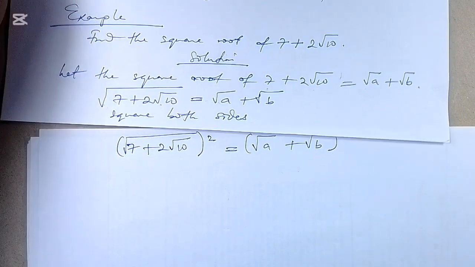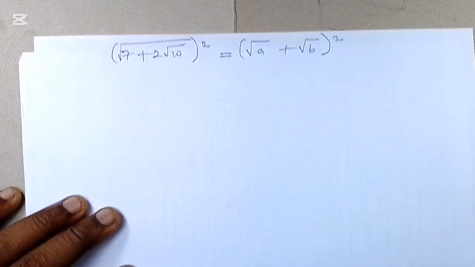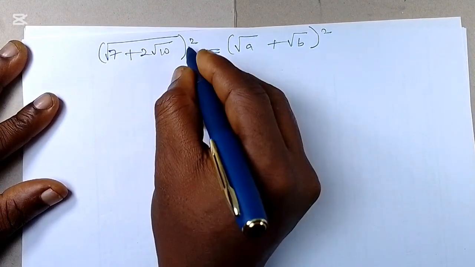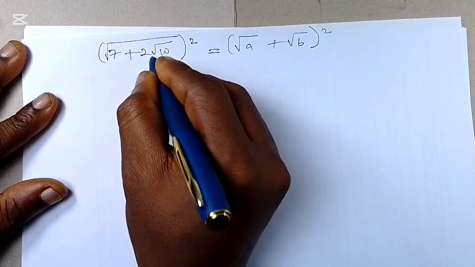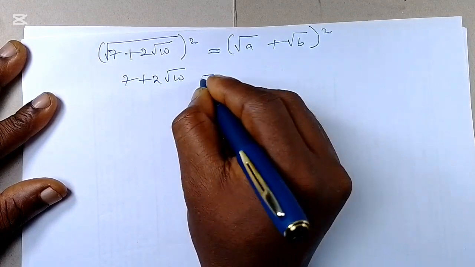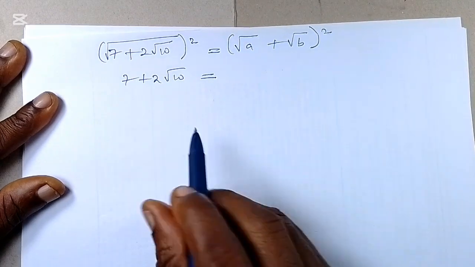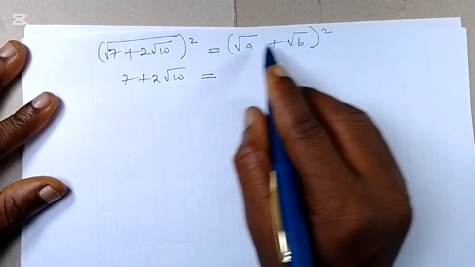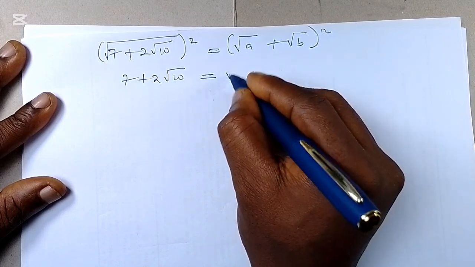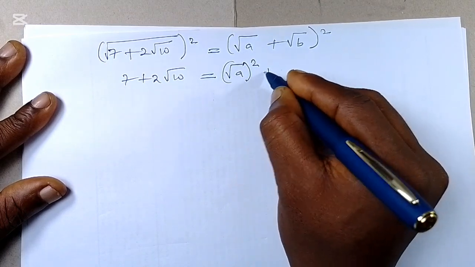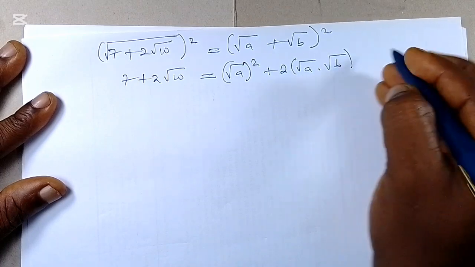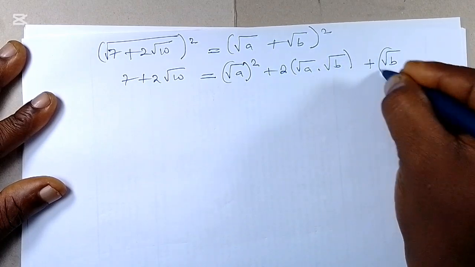Now, once you get that done, the square of a square root is the number under the square root. So if you take the square of the square root of 7 plus 2 root 10, it will give you 7 plus 2 root 10. Let's come to the other side. The square of root A plus root B would mean taking root A all squared, plus 2 times root A times root B, plus the square of root B.